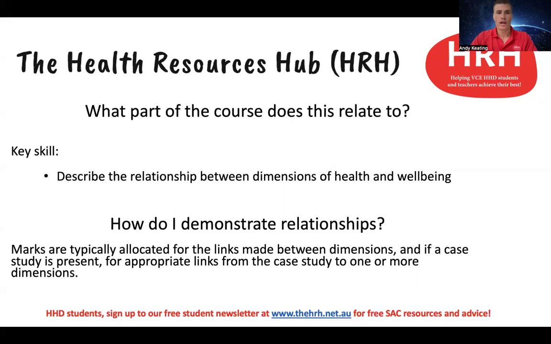So then the question there is, well, how do you demonstrate a relationship or relationships between dimensions of health and well-being? What we're going to look at here is the way that marks are often linked for these types of questions. When you are demonstrating a relationship or relationships between dimensions of health and well-being, marks are often allocated to either referencing something from a case study and linking that to a dimension of health and well-being, or for the way in which you link or demonstrate the relationships between the dimensions. So it's really important to take the context of the question into consideration and how many marks are allocated when thinking about how to approach a question like this. And so we'll have a look at that now.